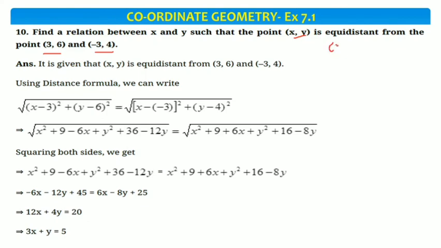We have a point x, y somewhere on the Cartesian plane. Now the distance of this point from 2 points. The first point given is 3, 6 and the second point is minus 3, 4. Now the distance of this point x, y is equal from these two points, 3, 6 and minus 3, 4. And with the help of this information we have to find a relationship or an equation containing x and y.